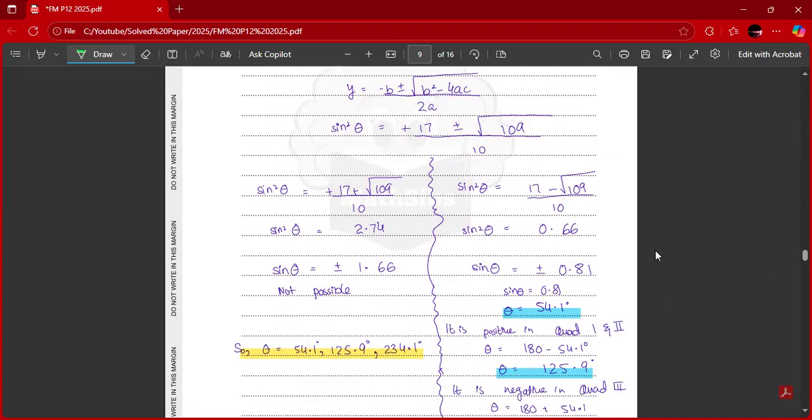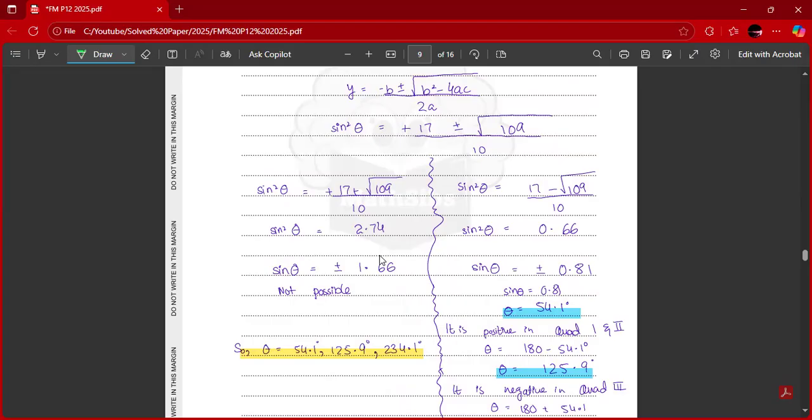Now, if sine squared theta is equal to 2.74, we need to take the square root. And when we take the square root, we get the answer in both plus and minus, which is plus or minus 1.66. Both are not possible, because the value of sine theta for any given angle should be between positive 1 and negative 1. This is exceeding the limit, hence it is not possible and it's ignored.